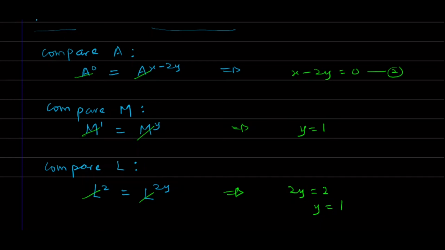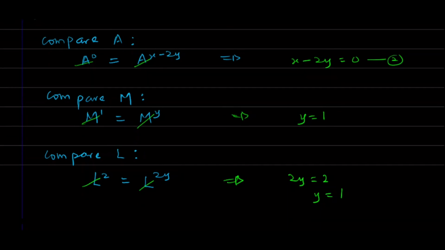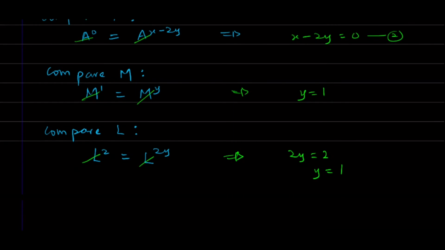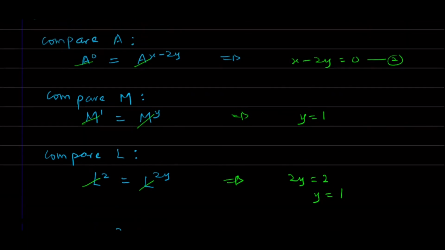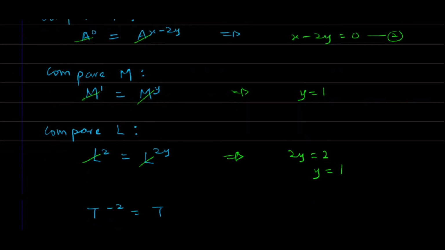Let's compare the T that we have on both sides. We have T raised to power minus 2 on the left hand side, then we have T raised to power minus 3y plus z.